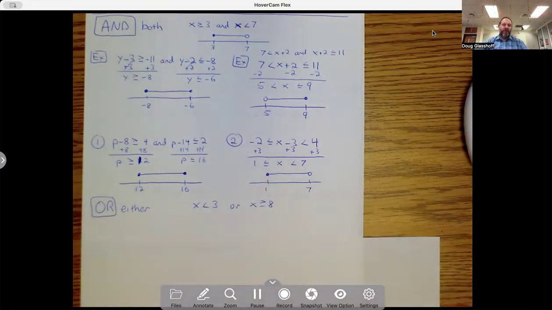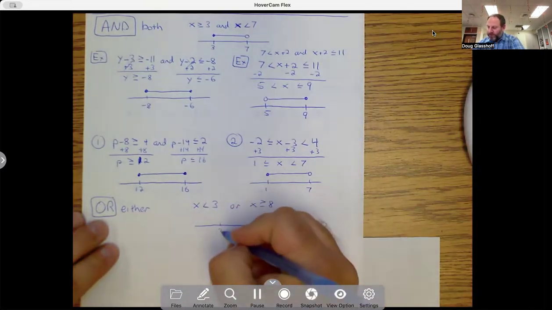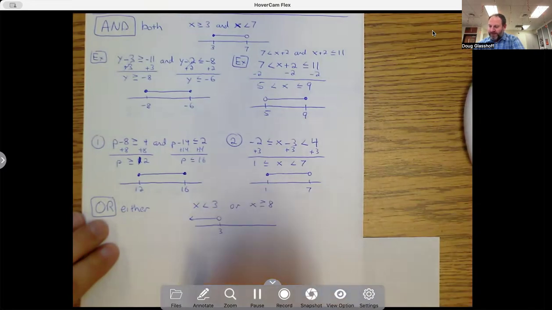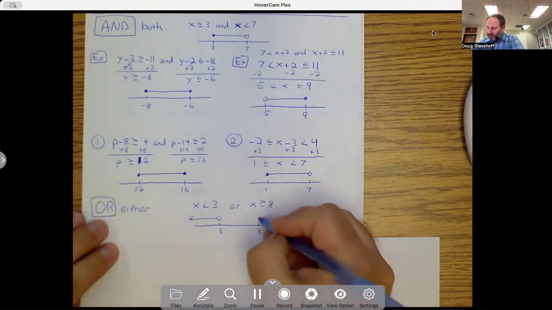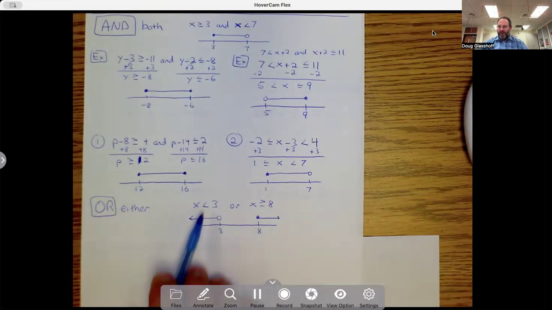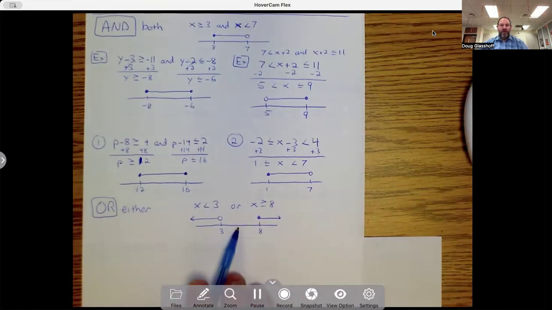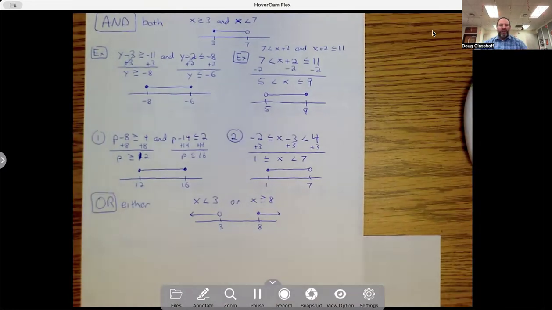Okay, so if it looks like that, these will typically go away from each other. So x is less than 3 looks like that. Greater than or equal to 8 looks like this. Okay, so going away from each other. So if I pick a number over here, that'll make that one true. If I pick a number over here, it'll make that one true. If it's in between here, like 0, that won't make either one of them true. And so those are the requirements to make them true. So that's usually what an OR will look like. Again, we'll look at some special cases where that doesn't happen, but that's typically what an OR will look like.